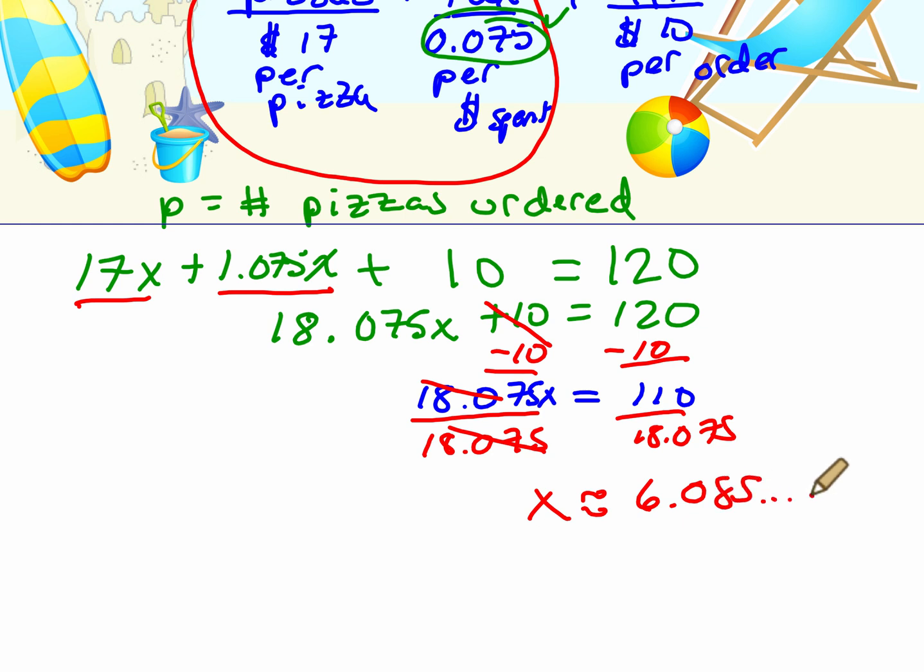Okay, now let's answer the question. We can't have more than 6 pizzas but less than 7. They're only going to sell us 6 pizzas or 7 pizzas. So I can afford 6 pizzas. To answer the question, I can purchase 6 pizzas for my budget.